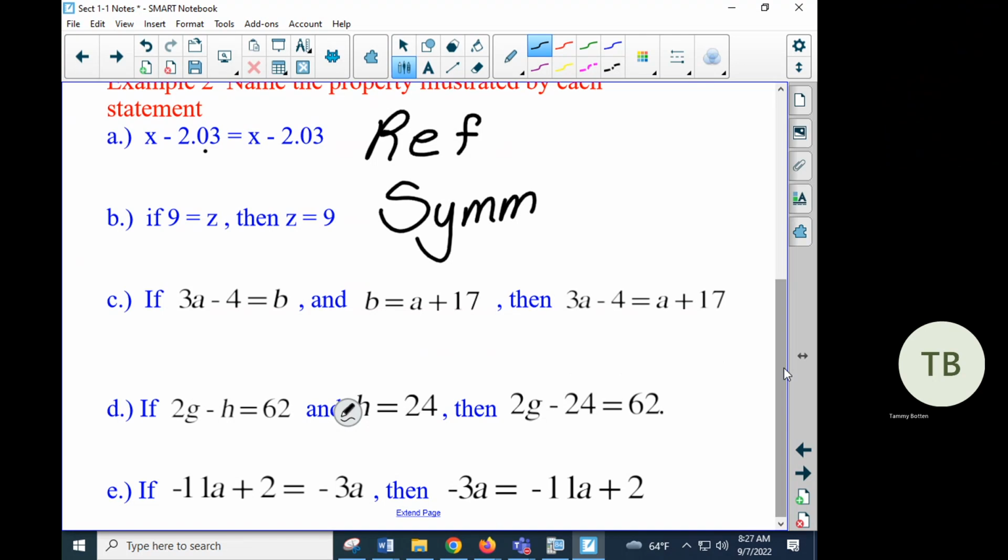Then this one has three equal signs. When it has three equal signs, it can either be substitution or transitive, okay? With transitive, the ending of this and the beginning of that have to be the same. And if you notice, they are. So what happens then is you kind of think of those two being crossed out and the outside two equaling each other, okay? So this one is transitive.